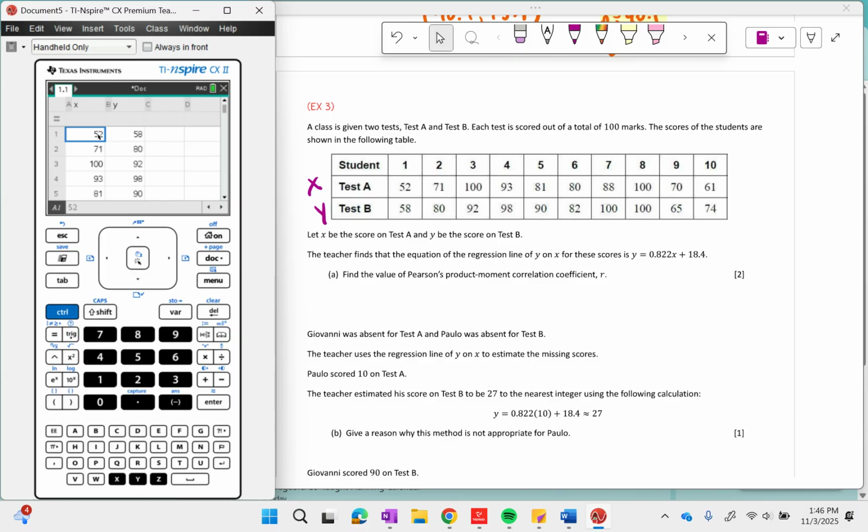All right, I am just going to double check I put everything in right.